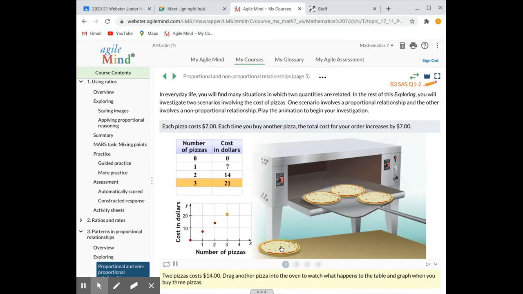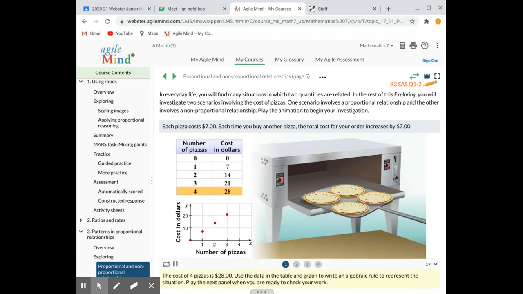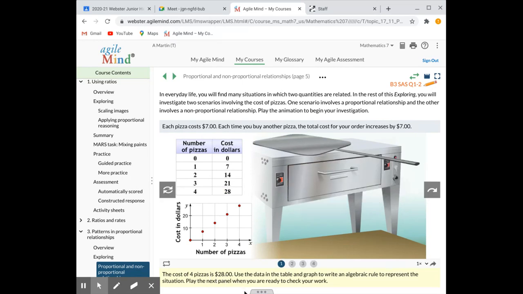20. 3 is 21 and the other is 28. Oh, good job. So the total cost of 4 pizzas is how much? $28. All right. So it says use the data in the table and graph to write an algebraic rule to represent the situation. Play the next panel when we're ready to check our work.